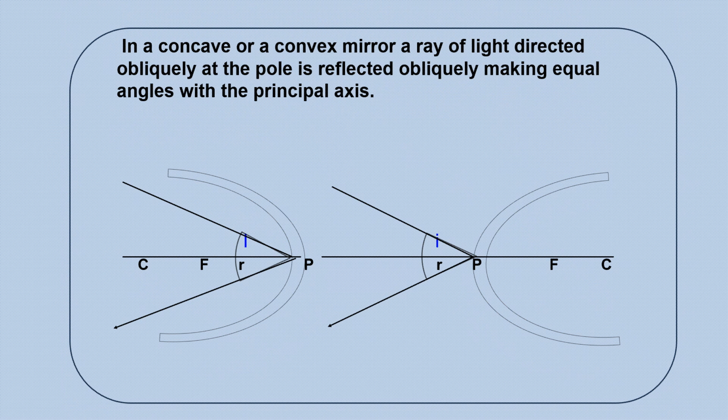So according to the laws of reflection, we have learned that the angle of incidence is always equal to the angle of reflection. Here in a concave mirror, a ray of light directed to the pole is reflected, making an equal angle with the principal axis. So here these both angles are equal. The same applies to the convex mirror. The angle of the incident ray is equal to that of the reflected ray.